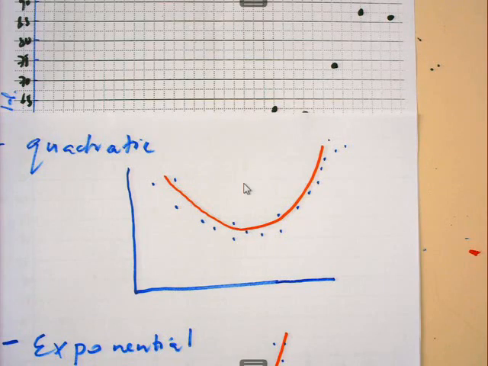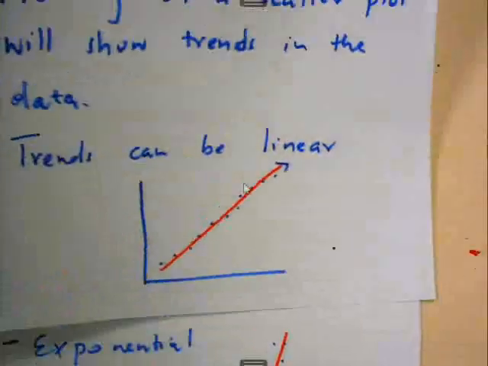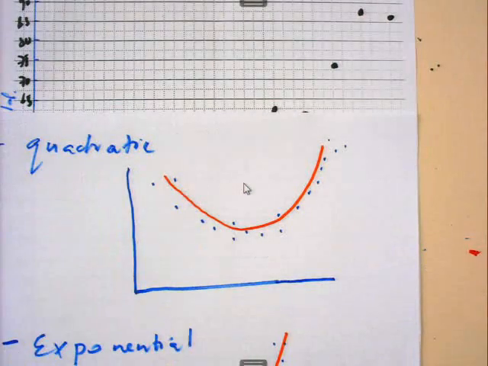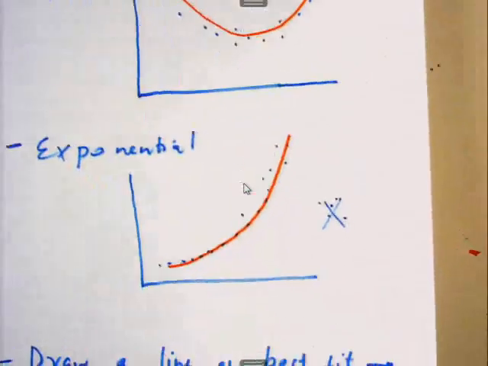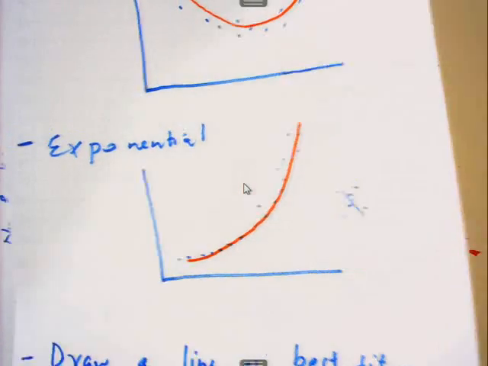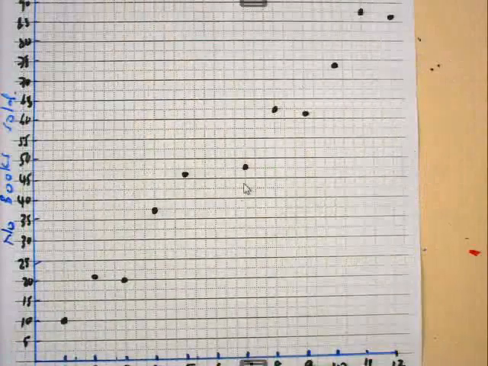I want you to note this down as your very important notes. It can be linear. I want to bring back linear again. The set of data can be linear. The set of data can be quadratic. The set of data can be an exponential trend. Do you realize that? Now let's look at what we have in our case here.